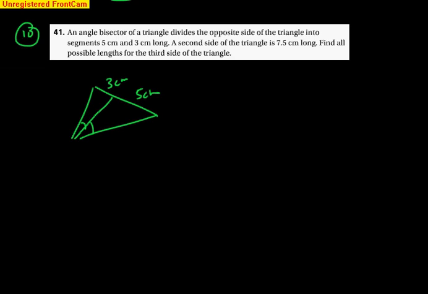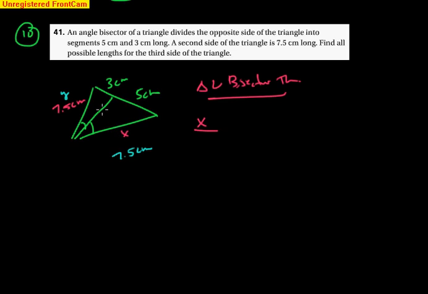Well, they don't tell me which side is 7.5, just a second side. So I have a choice. This side could be 7.5 centimeters, which would make this one x. Or this side could be 7.5 centimeters, and this could be our unknown, call it y. So we have 2 lengths to find. Okay, let's start with this, the red. Now again, this is the triangle angle bisector theorem.